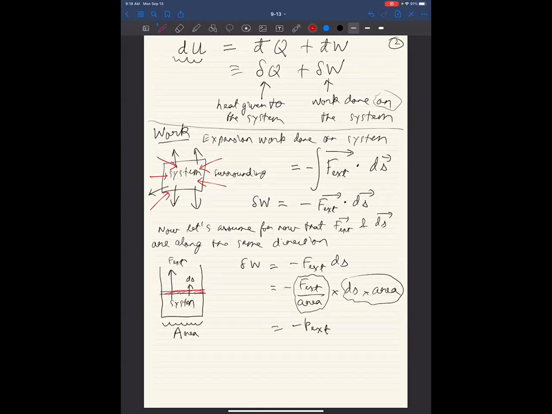It is that tiny little strip that I drew over there. So if you multiply ds with area, it can be written as dV, right? Change in height multiplied by area is the change in volume of the gas. In other words, delta W is equal to minus Px multiplied by dV. I will call the first law of thermodynamics today equation number 1, and this one I'm going to call equation number 2. This is an equation you're going to use a lot during the course of this semester.